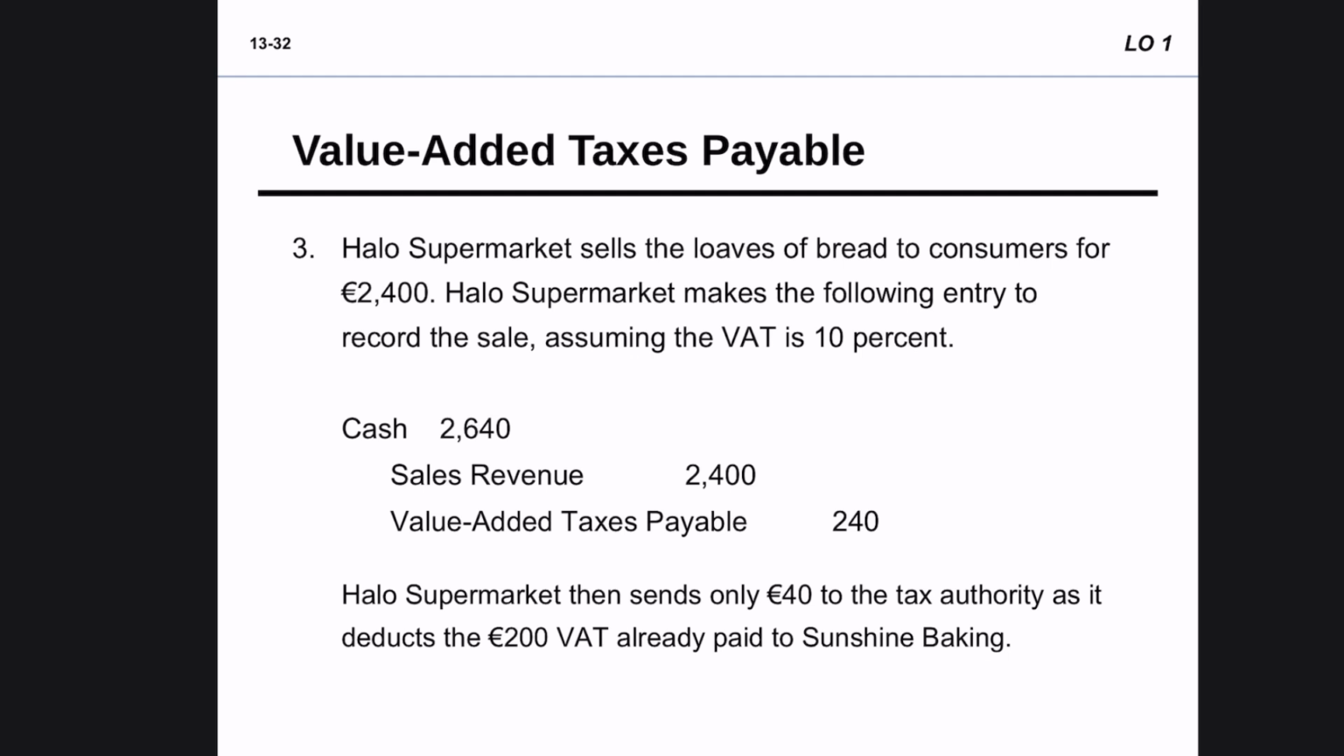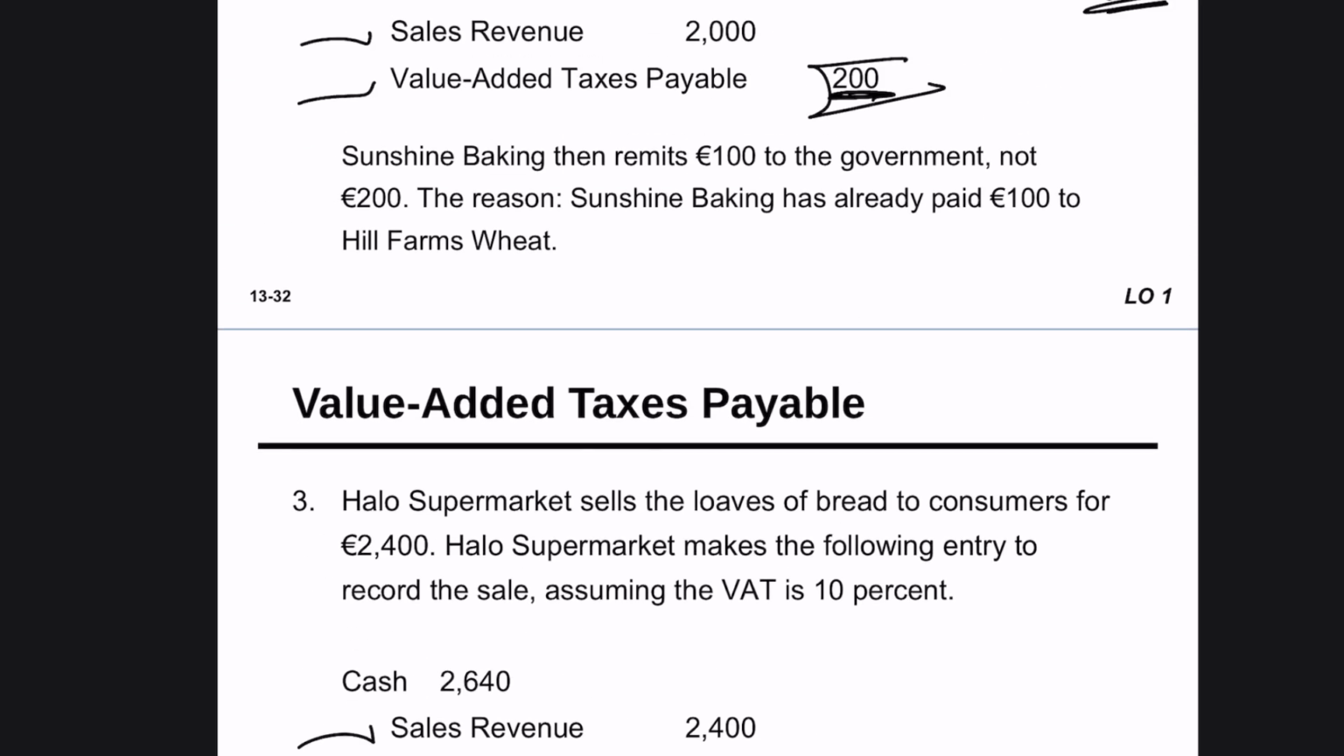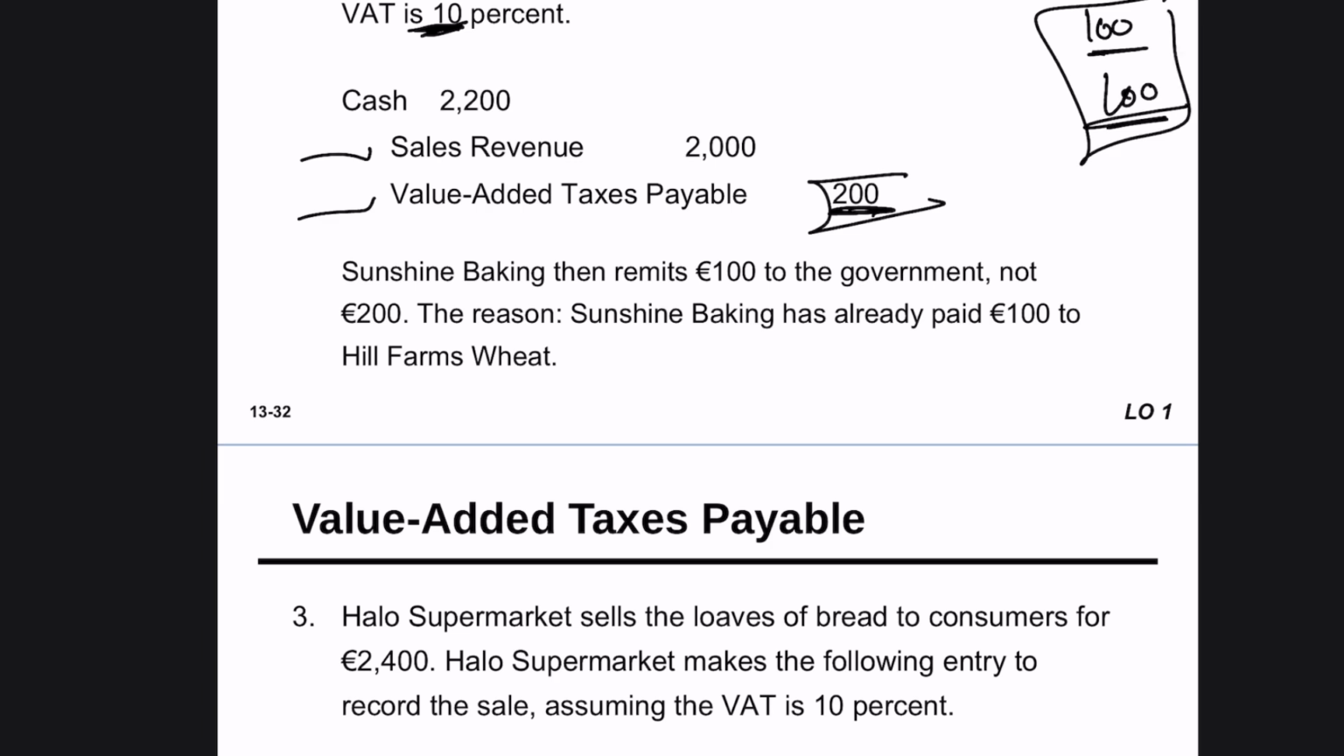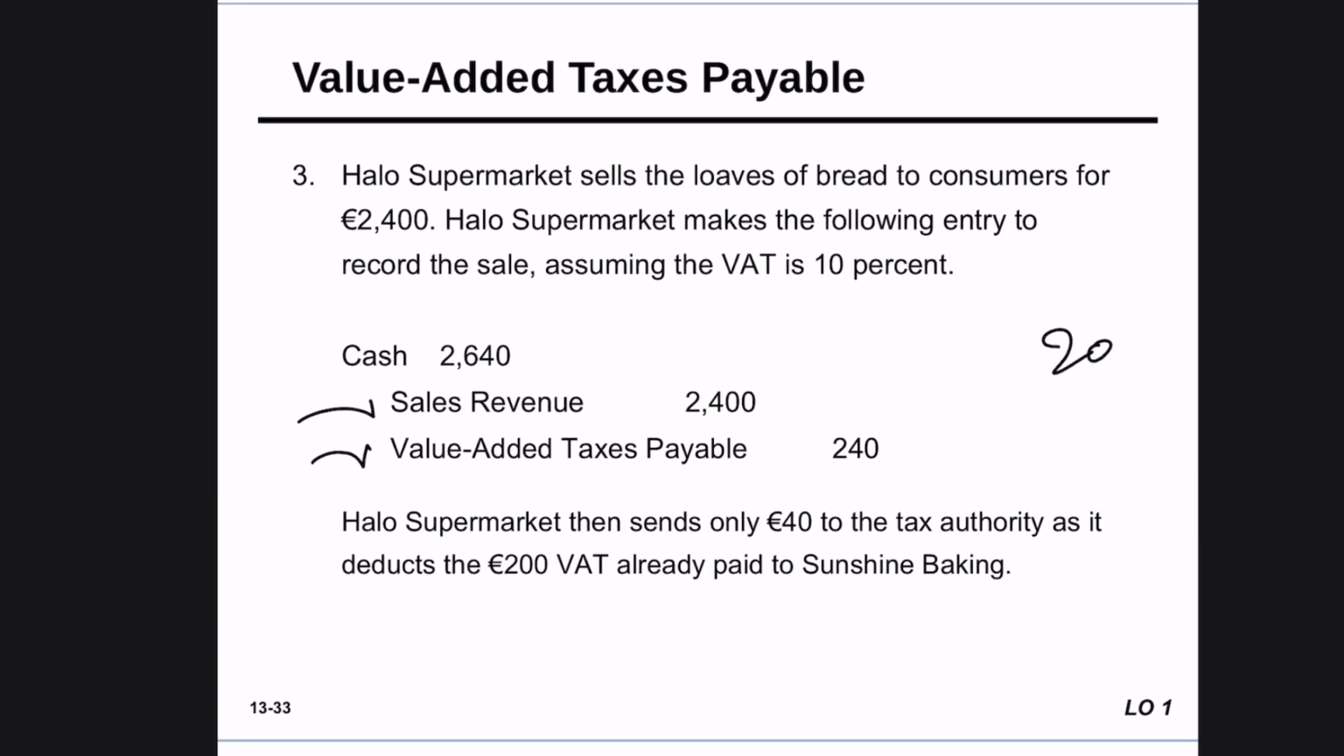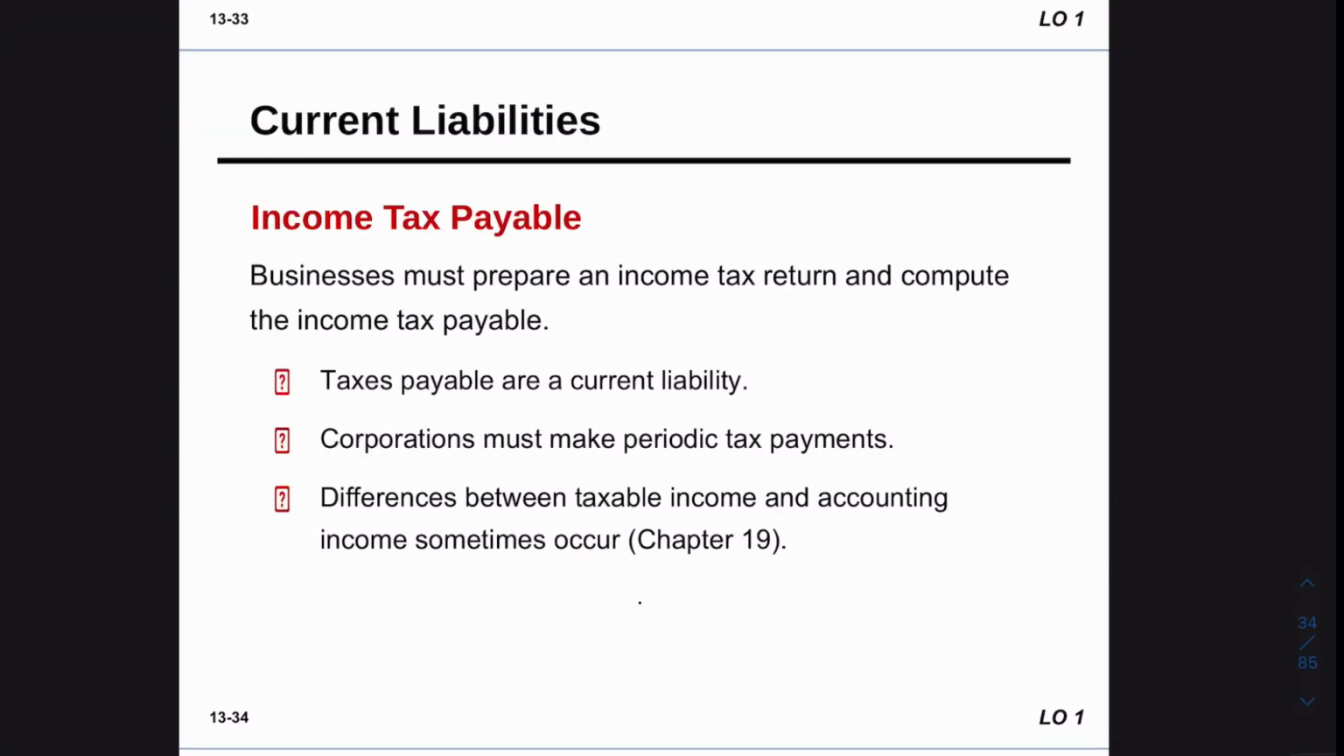The Hello Supermarket makes the following entry to record the sales, assuming the VAT is 10%. So now we will also credit sales revenue since we've made a sale, and we will credit value added tax payable with 240. But remember, we've already paid 200 to the government. So from the 240, only 40 was left to pay to the government, and we'll debit cash of 2,640.